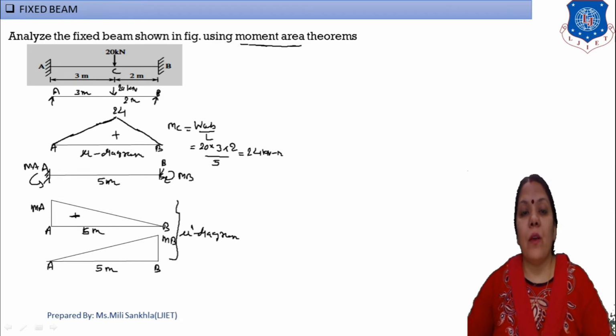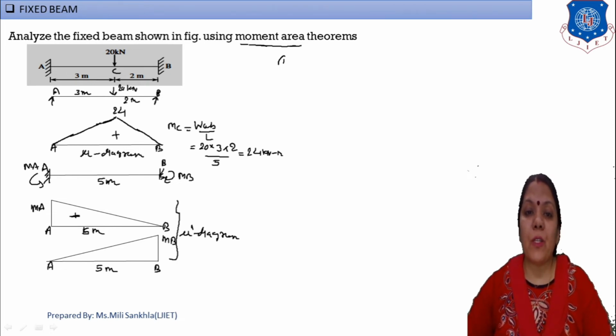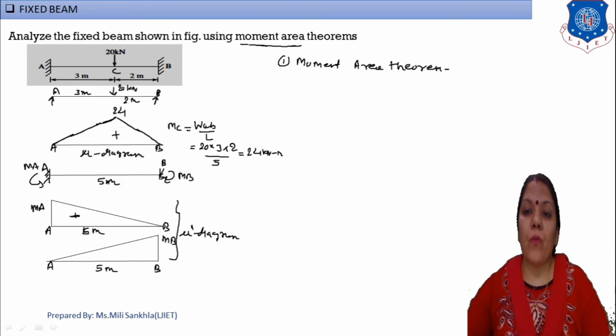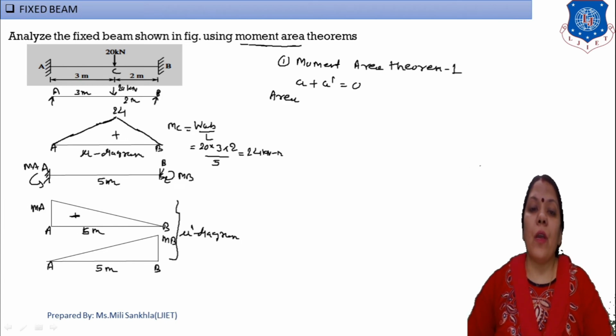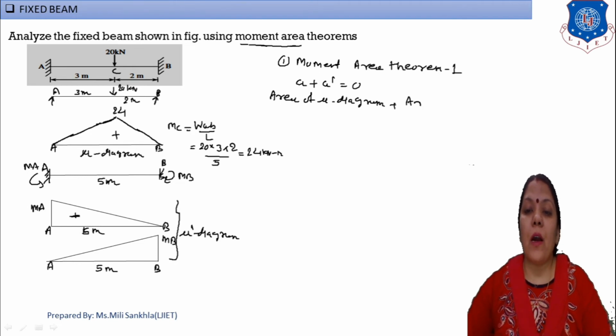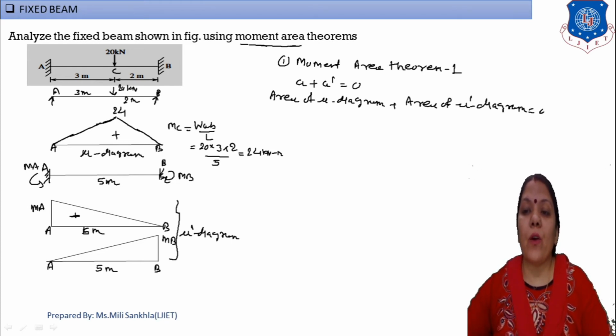Now one by one we use the moment area theorem. First mention here moment area theorem number 1. What is moment area theorem number 1? A plus A dash is equal to 0. Now what is A? A is equal to area of mu diagram, and A dash is equal to area of mu dash diagram. Simply we have to take area of the two diagrams.